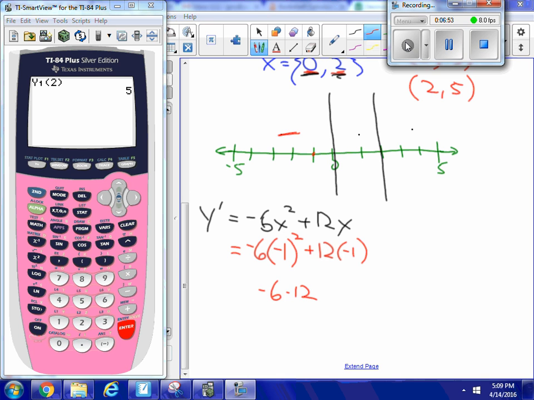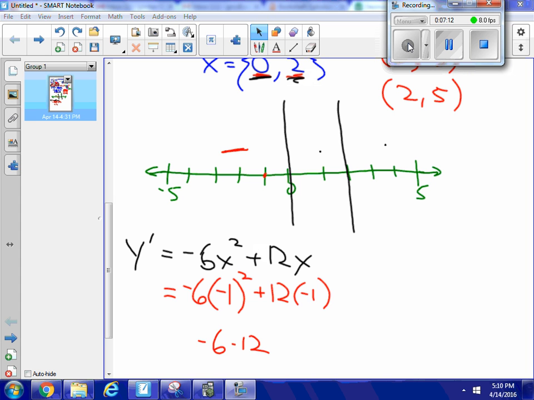It has to be negative because the only places that I can change sign of my derivative are my critical points. And I have no critical points over here. My first critical point is the one right there at 0. So I tested that interval. How about the next interval?